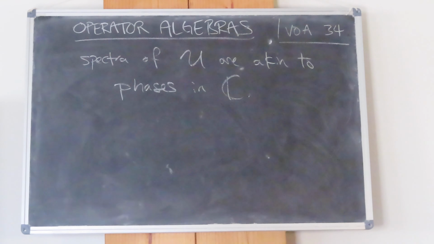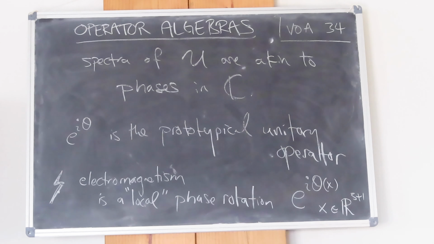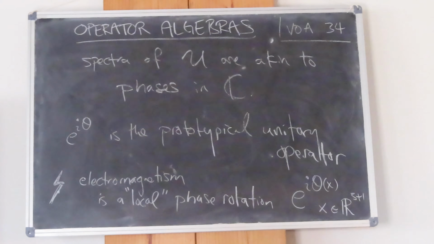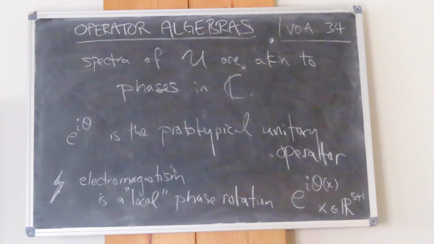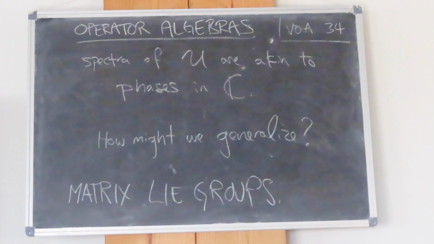Well, first, as the spectra of H are real numbers, the spectra of U are akin to complex phases. Indeed, a phase rotation e to the i theta is the prototypical unitary operator. So much so, in fact, that the phase angle theta, that can be interpreted as a, say, non-trivial circle bundle over spacetime, can be understood as the theory of electromagnetism. Now, how might we generalize a transformation by a complex scalar? Perhaps into something non-abelian? The study of matrix Lie groups gives us plenty of examples.